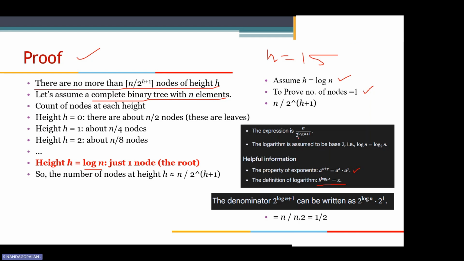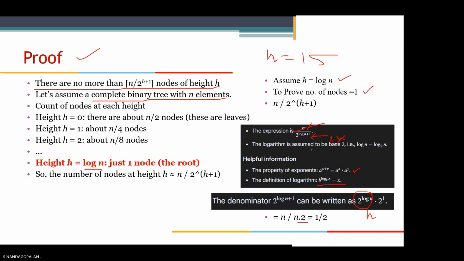So I can rewrite this like this: 2 power log n into 2 power 1. Which means 2 power log n is actually n, and 2, so it is n into 2, that is 2n. So what is the numerator? n. So this becomes 2n.